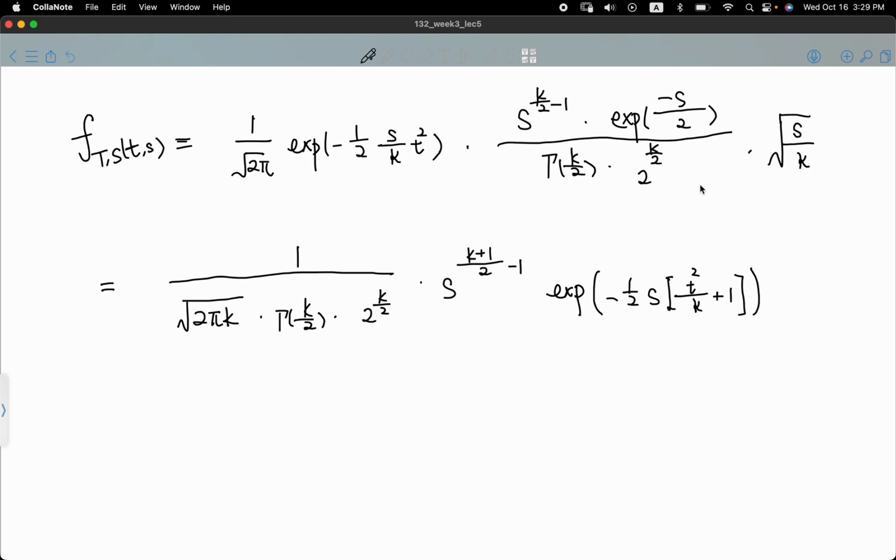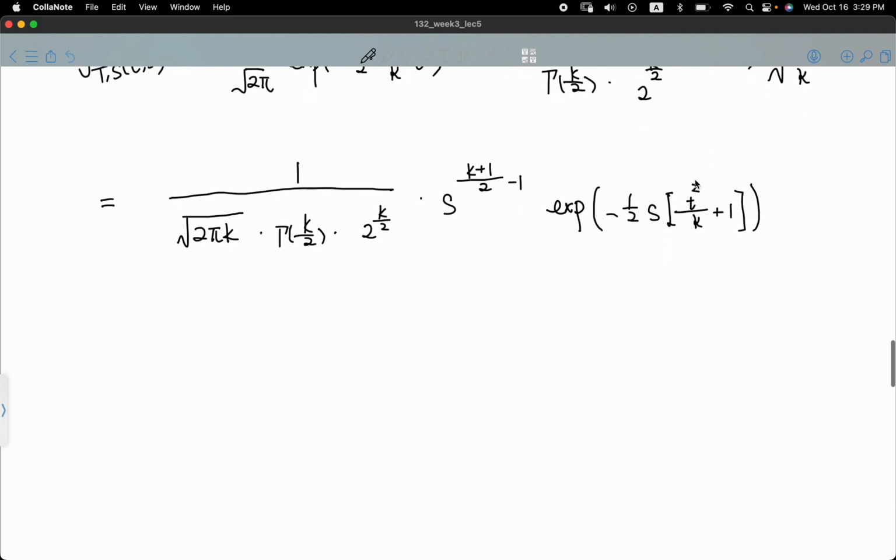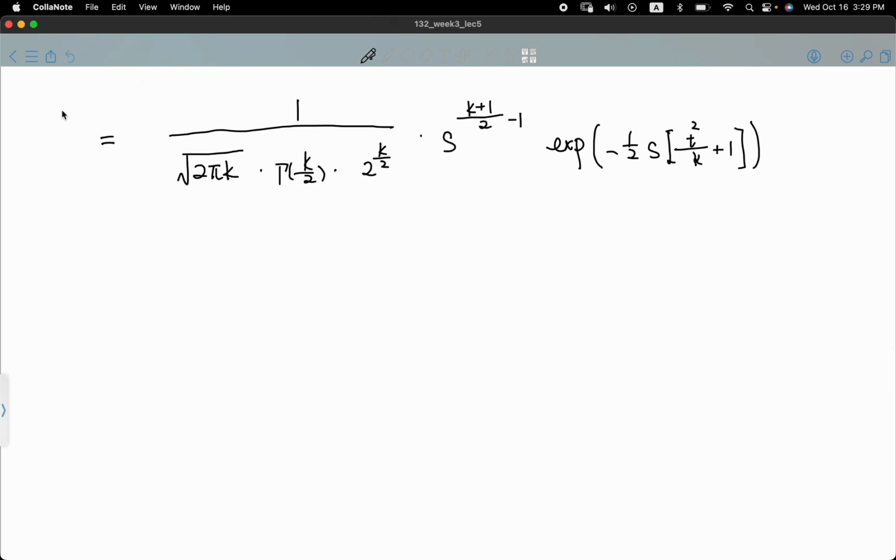Okay, so now, just to remind you, this is the joint for t and s. As you can see, they're only involving s and t. And now what we really want is the marginal for t. So you need to integrate with respect to s to get the marginal of t. And then this will be the density function for your t distribution.